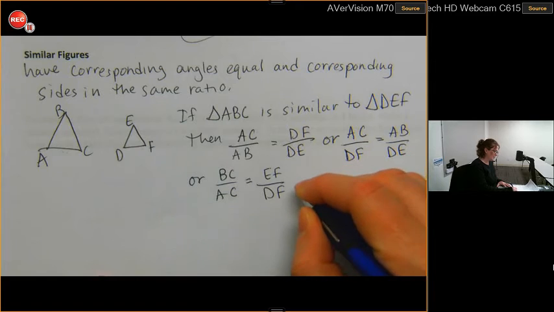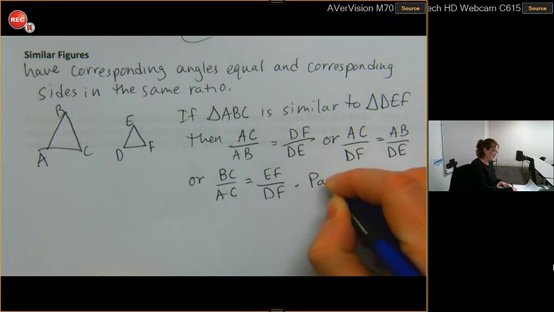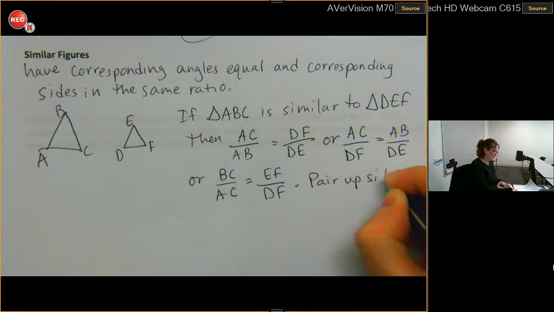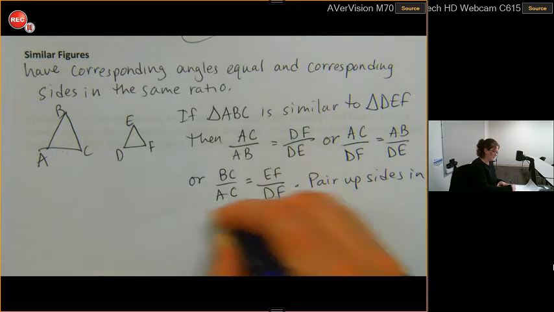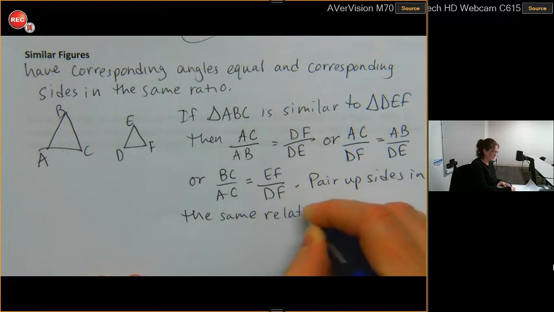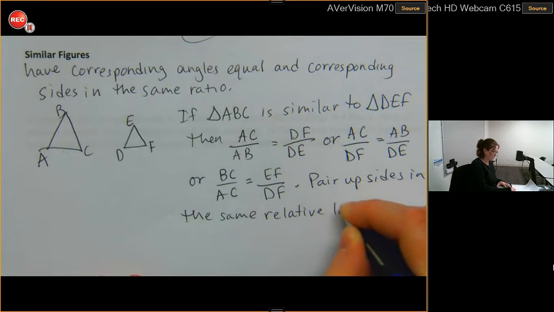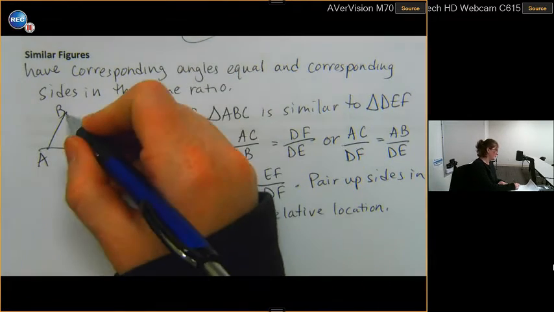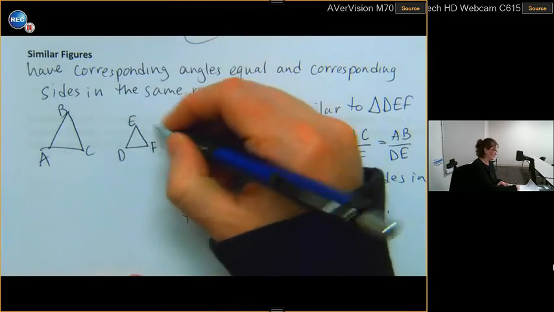What's important is that you pair up sides that are in the same relative location. So bottom with the bottom, the left with the left, the right with the right.